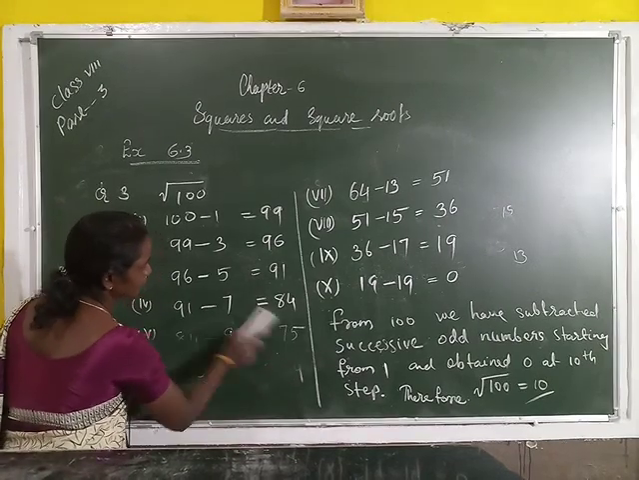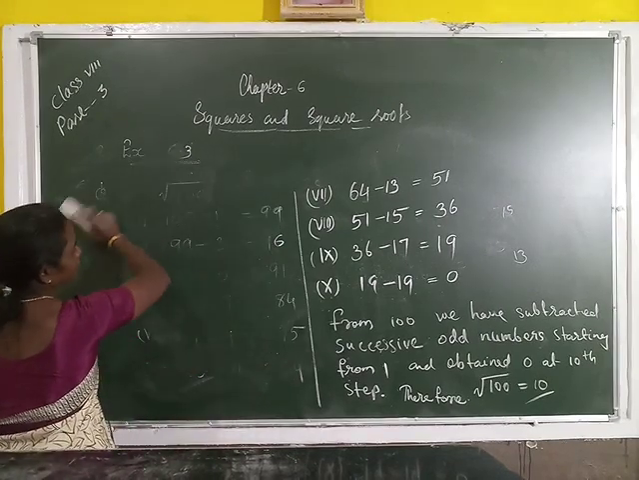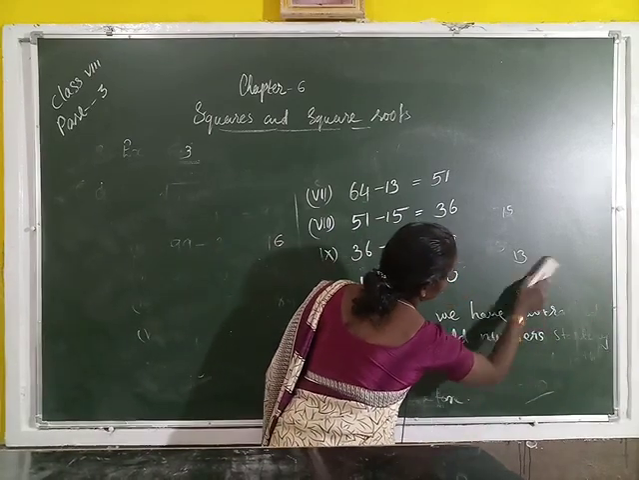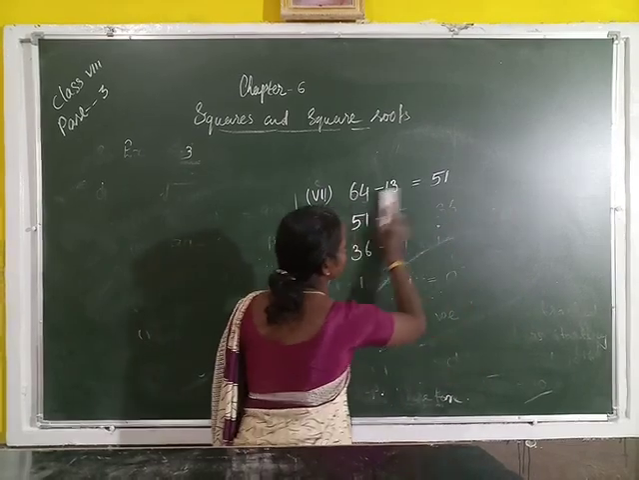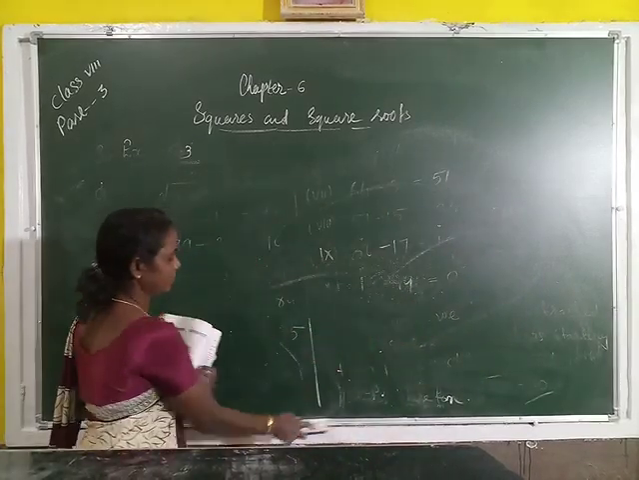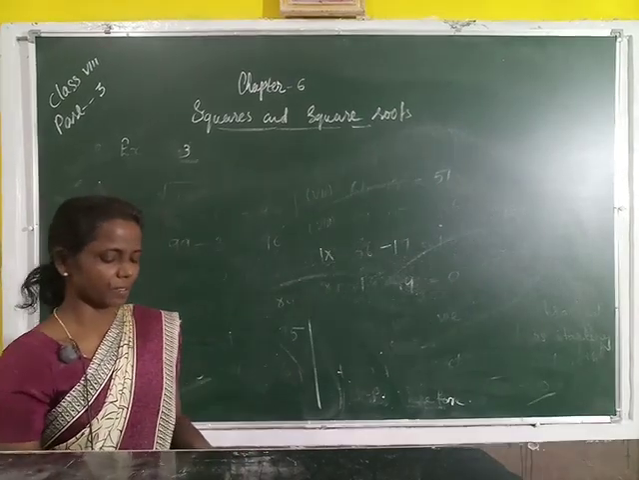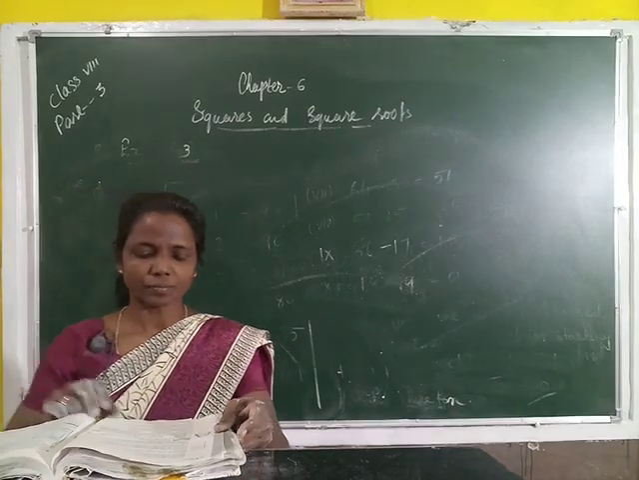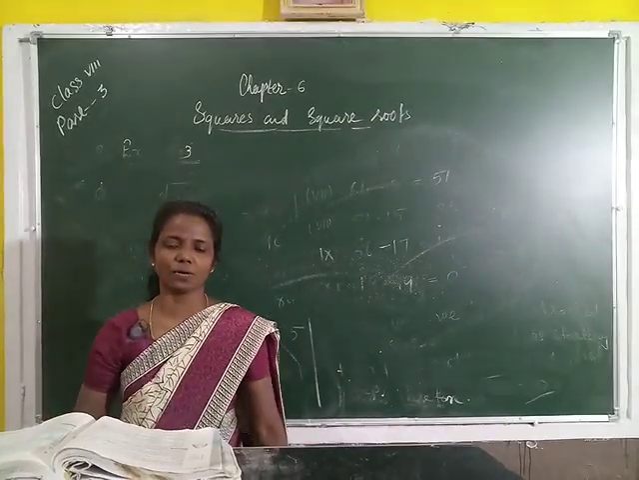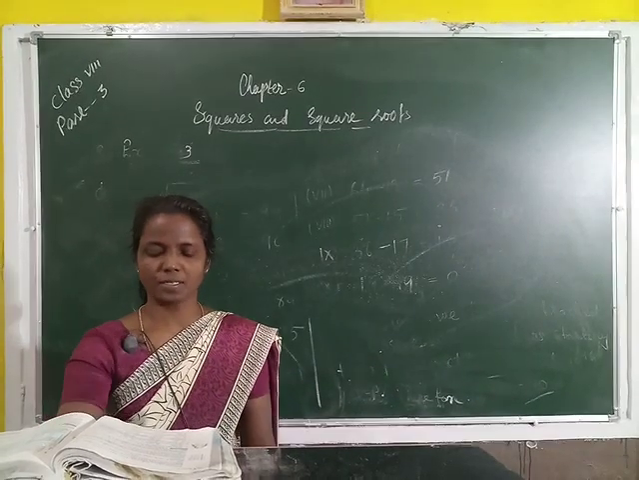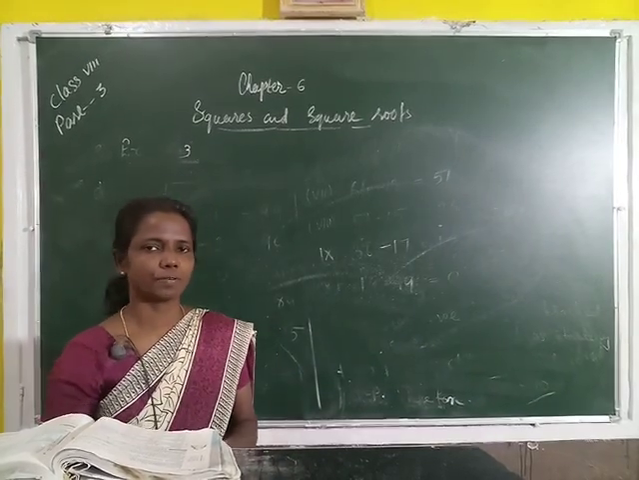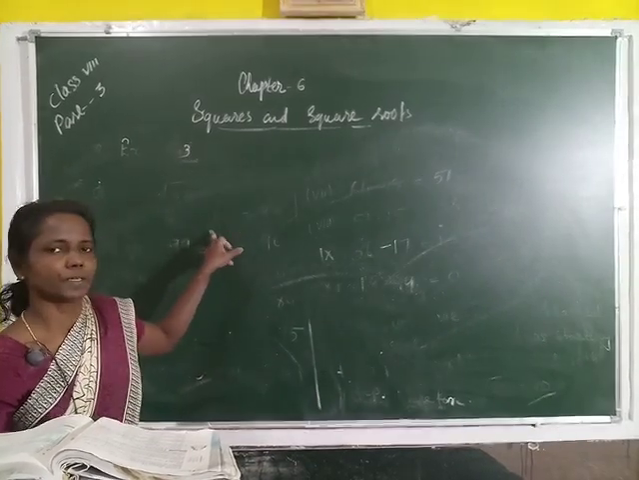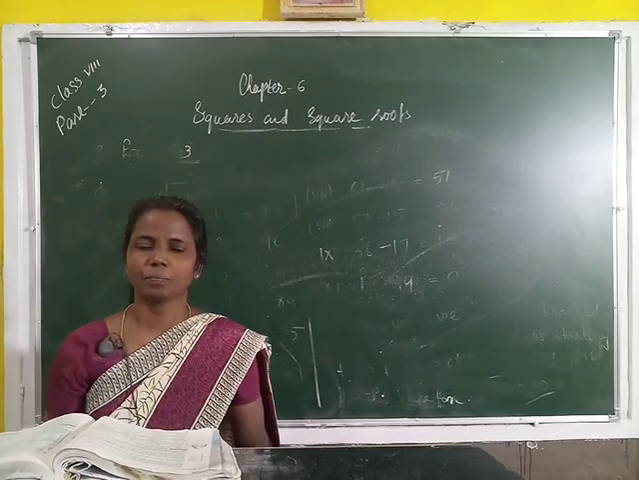Then next, question number 4. Find the square root of the following number by the prime factorization method. The next is prime factorization. First, which method did we use here? Repeated subtraction. The next is prime factorization.